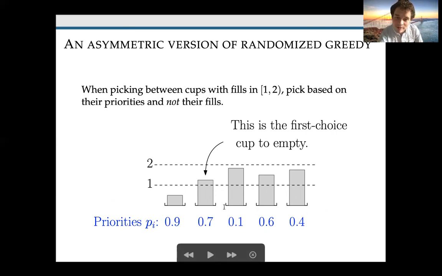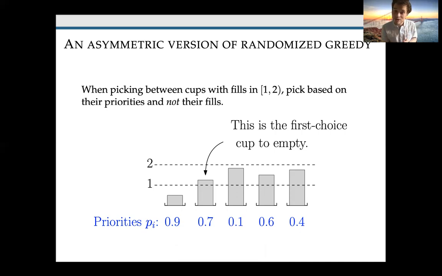The interesting thing is if you have a bunch of cups with fills between 1 and 2. In this case, in some sense, it's not really important what their relative fills are. They all have small fills. And so we use this as an opportunity to use our priorities, to add a little asymmetry into the algorithm. So if we're choosing between cups that have fills between 1 and 2, we actually completely ignore what their fills are. And instead, we just empty out of whichever of the cups has the highest priority. So in that case, that would be this cup, even though it's the emptiest of the cups that have fills between 1 and 2. And again, for simplicity, we're just thinking about the single processor cup game here.